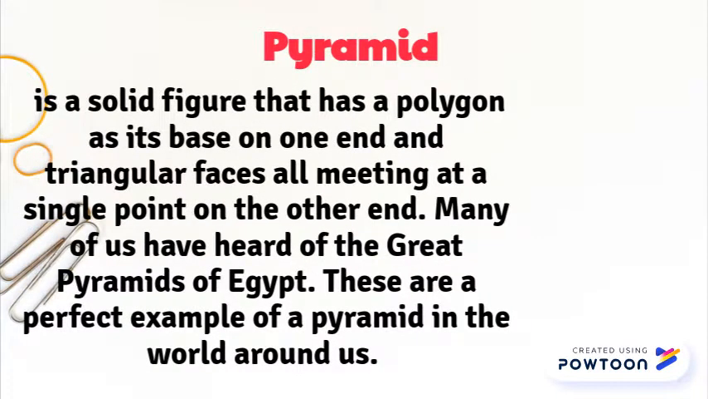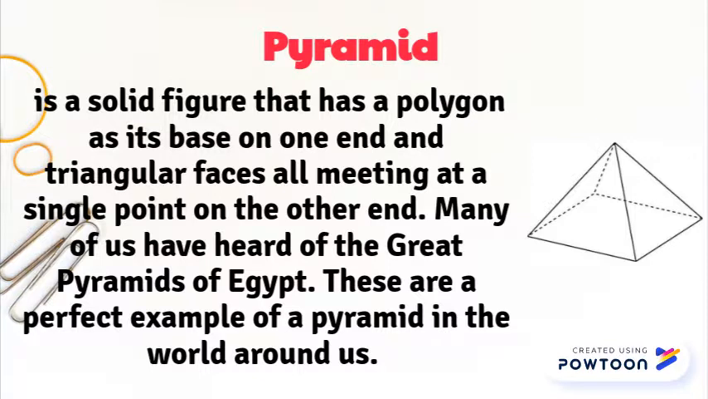A pyramid is a solid figure that has a polygon at its base on one end and triangular faces meeting at a single point on the other end. Many of us have heard of the Great Pyramids of Egypt. These are a perfect example of a pyramid in the world around us.